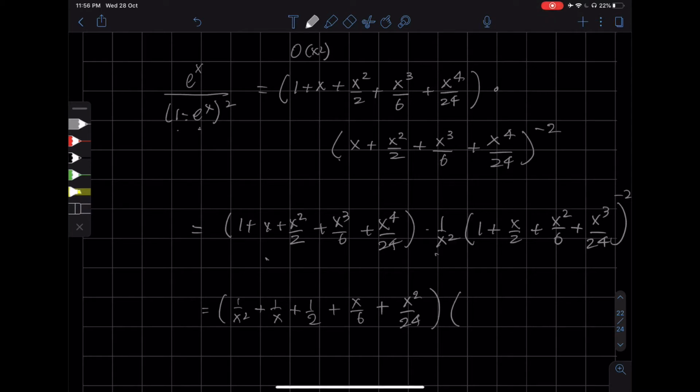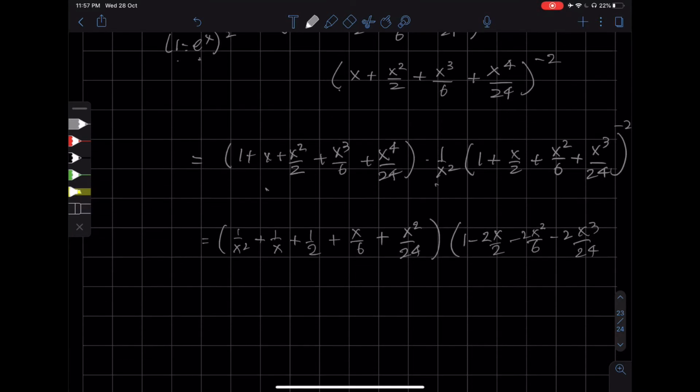And then we are going to be expanding this guy. So this is going to be 1 minus 2x by 2 minus 2x squared by 6 minus 2x cubed by 24. And then we're going to take the higher order term, and the higher order term is going to give me plus 3, and then I'm going to get x squared by 4, and that's all that I need. So this is the second order term in this binomial expansion.